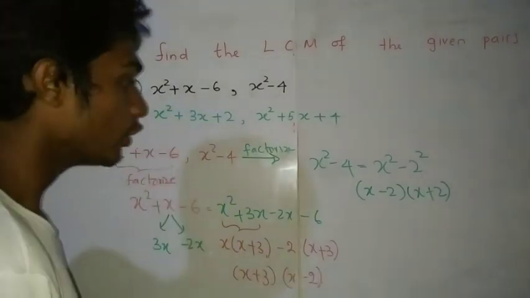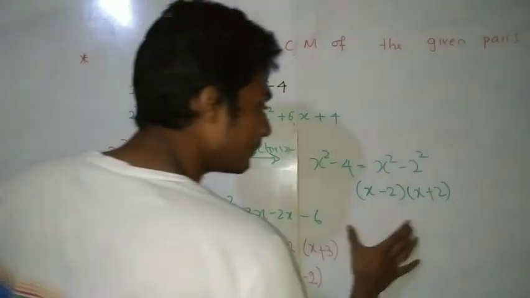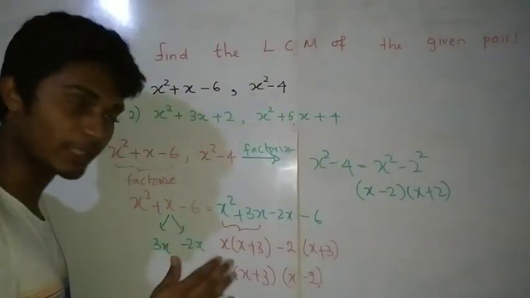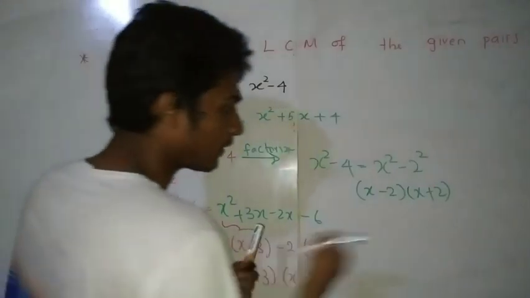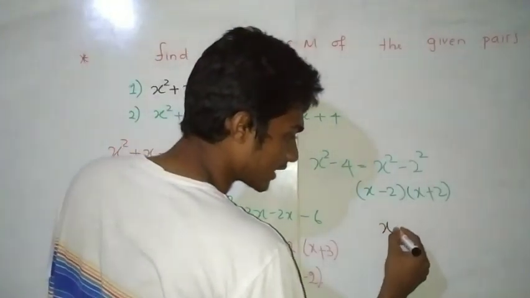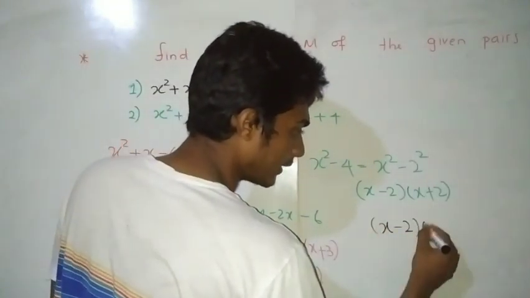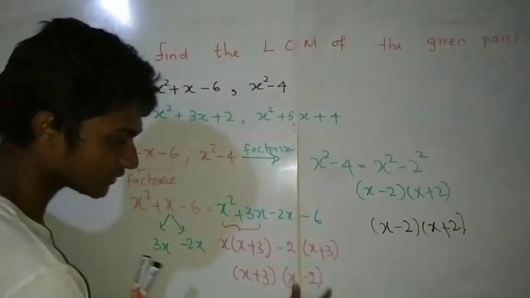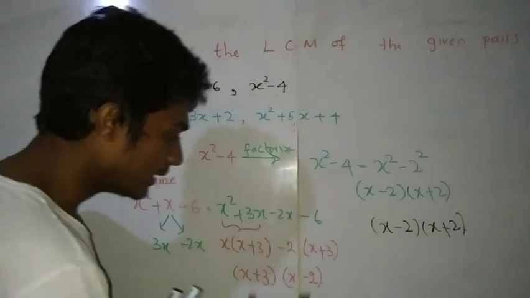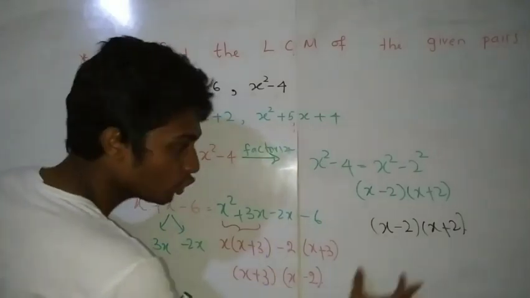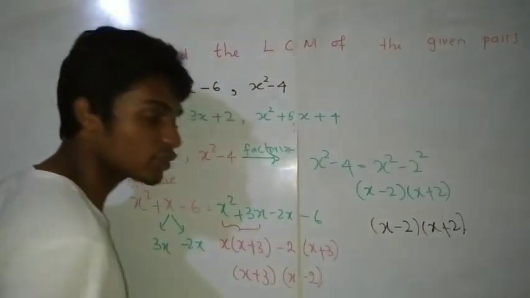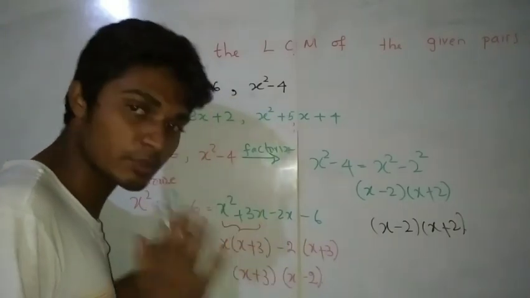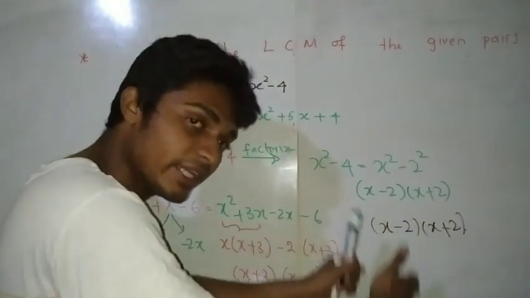Now what I have to do is write them in a line. You have to understand this very, very carefully. I want you all to pay attention. So if I write the terms x minus 2, x plus 2, and I want to write x plus 3 and x minus 2, remember, this x minus 2 should be in line with this x minus 2. If you have two same expressions, they should be in one line.